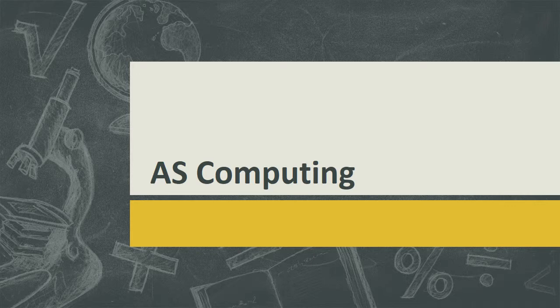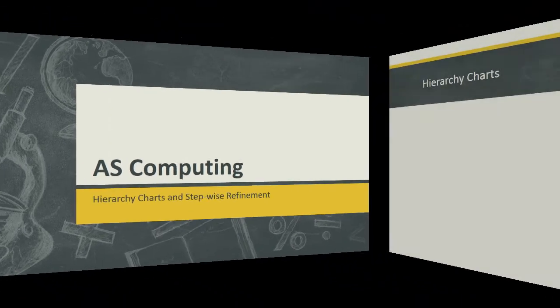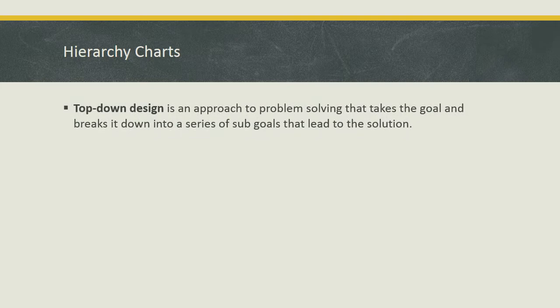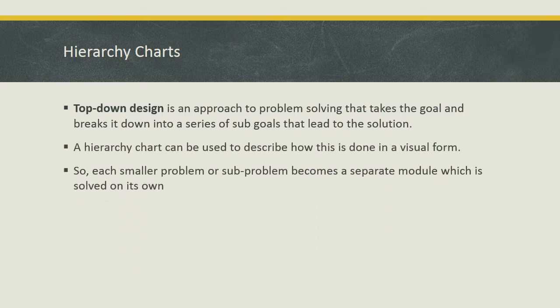So in this video we will be looking at hierarchy charts and stepwise refinement. Firstly, hierarchy charts. Top-down design is an approach to problem solving that takes a goal and breaks it down into a series of sub-goals that leads to the solution. Now, this acts as a planning tool for breaking down the problem. A hierarchy chart can be used to describe how this is done in a visual form.